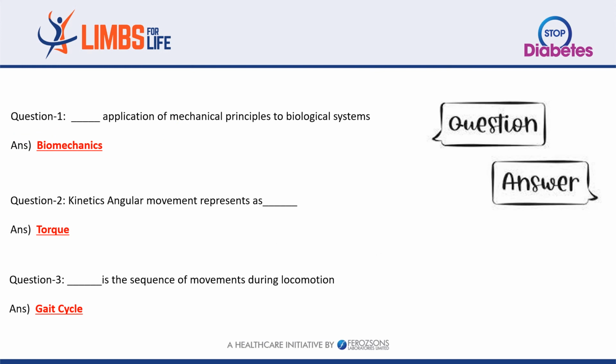Now, there is a question here. Application of mechanical principles to biological systems: biomechanics. Kinetic angular movement represented as torque. Dash is the sequence of movement during locomotion, gait cycle.